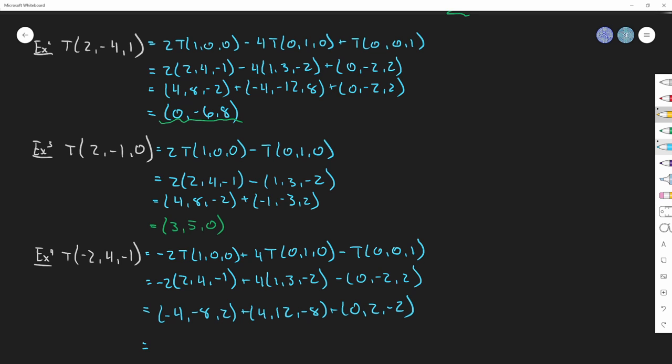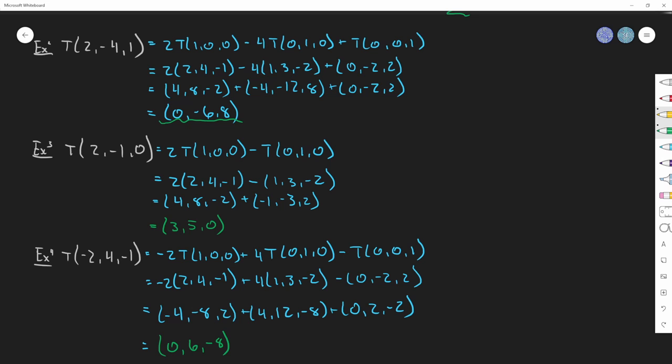You add them all together and you get 4 minus 4 is 0 plus 0. 12 minus 8 is 4 plus 2 is 6. And 8 plus 2 is 10, with the negative, negative 10 plus 2 is negative 8. And that is our final answer.